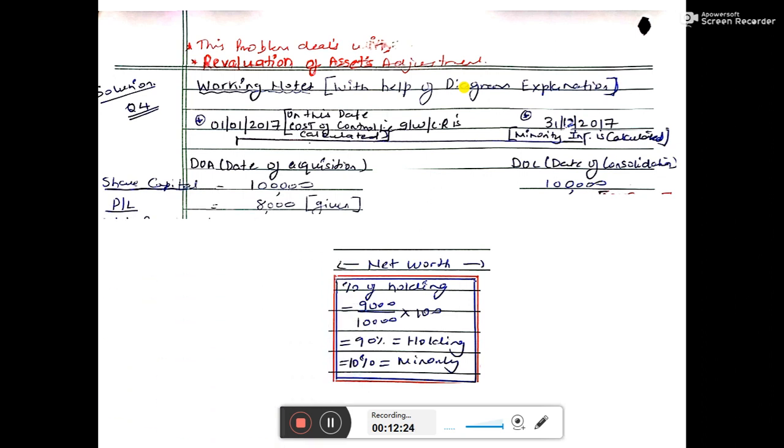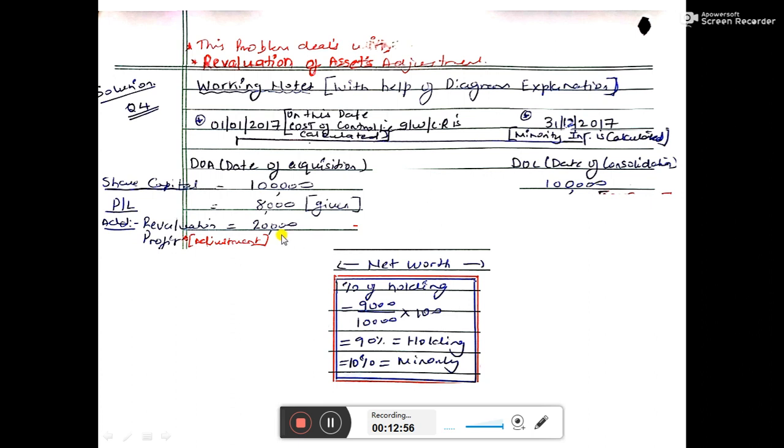And to this, I already told you that revaluation profit will be added, because on 1st January 2017, it is mentioned that the asset is revalued at 20% on the book value. That is, 1 lakh is the book value. On this, 20% is 20,000, which will be the revaluation profit, which needs to be added to this existing profit. The same 20,000 will be carried forward at the end of the year also.